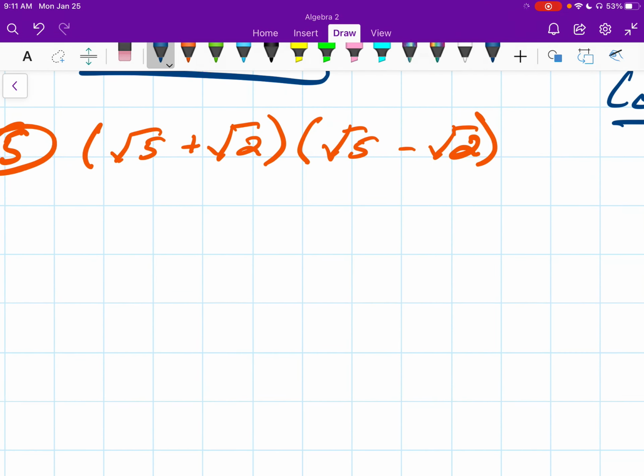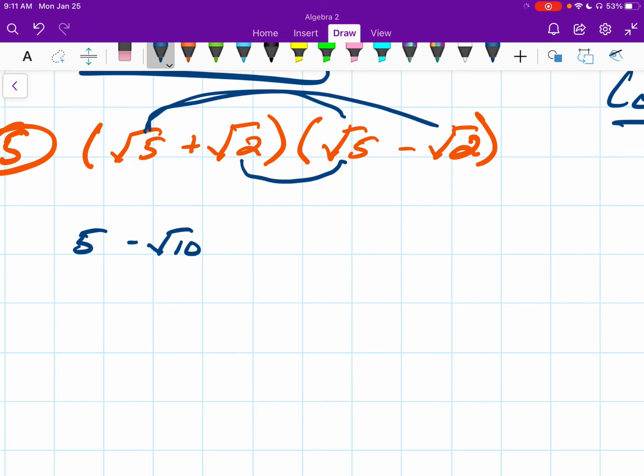So whenever we multiply this out, I'm going to have root 5 times root 5. Well, they're both the same thing, so this is just going to be 5. And then for root 5 times negative root 2, well, the 5 and the 2 go together to be a negative root 10. Root 2 times root 5 will be positive root 10. And then root 2 times negative root 2 will be a negative 2.